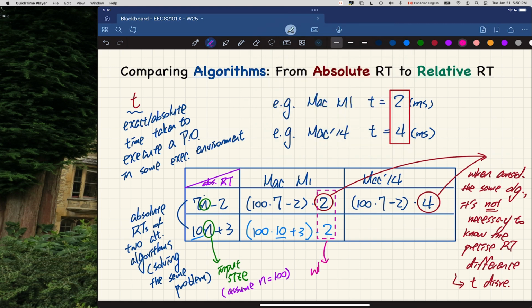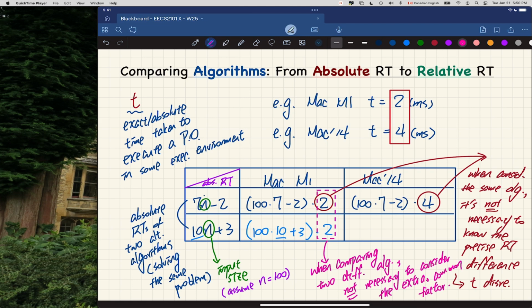So when comparing not the same algorithm but two different algorithms, it's also not essential, not necessary, to consider the extra common factor. The extra common factor I'm talking about is 2, because it's common to be multiplied to this and this. We can just drop it.